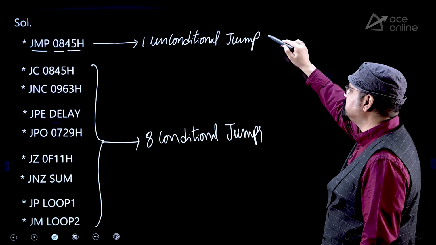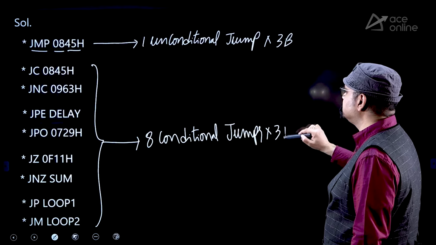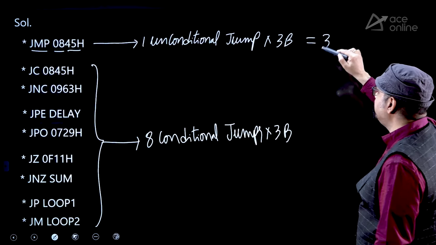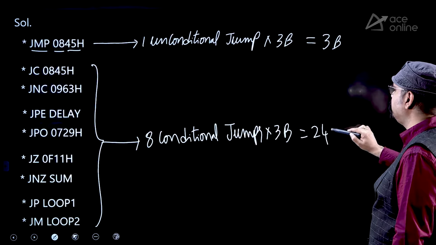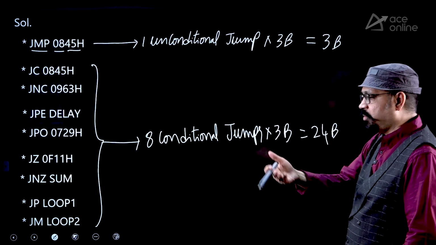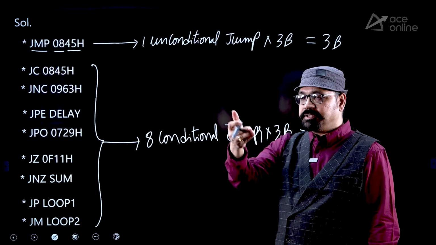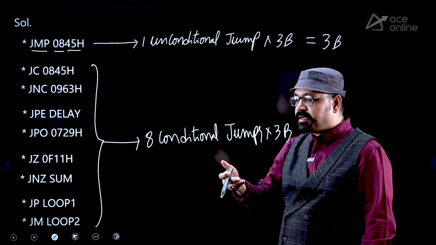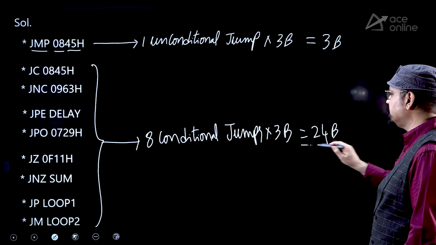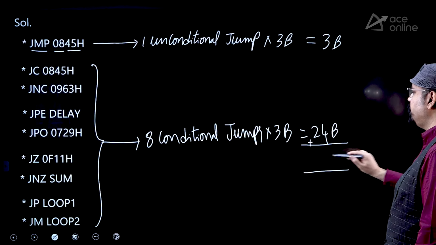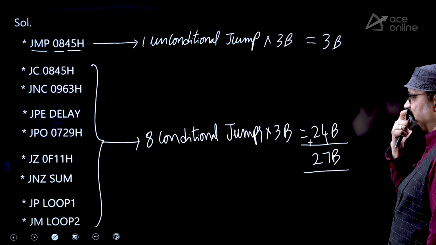What is the length of each? 3 bytes. So this value is 3 bytes, and this is 24 bytes. If you miss this point, remember that normally people go through the tables. 8 conditional jumps are there, 8 conditional calls are there, 8 conditional returns are there. They remember only about these. But this is also there. So in total, how many bytes? 27 bytes it takes.